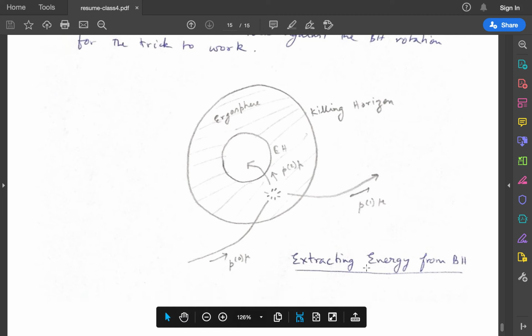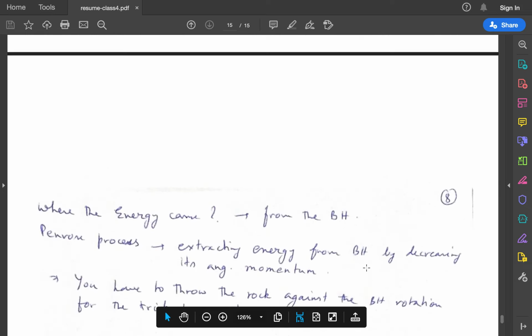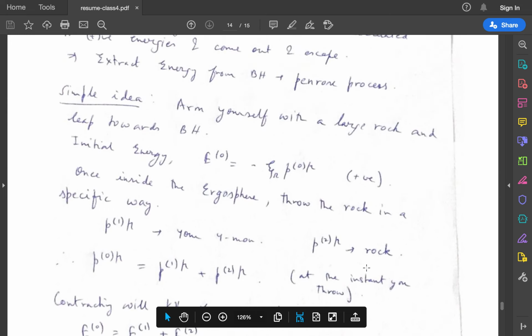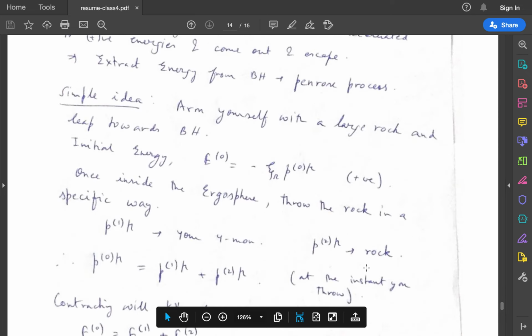This is an interesting formula and process which was first shown by Penrose. There is also much more mathematics involved with it. You can do that. However, this is a simple way of thinking about this.